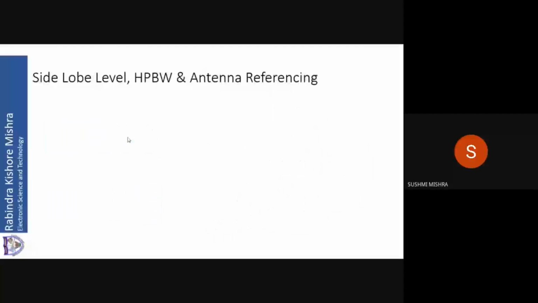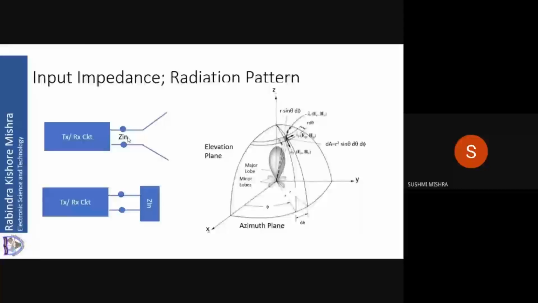Then we also had two types of field. We called one field the E field, and the other field the H field, and we defined what will be the E field and what will be the H field. That also we defined.